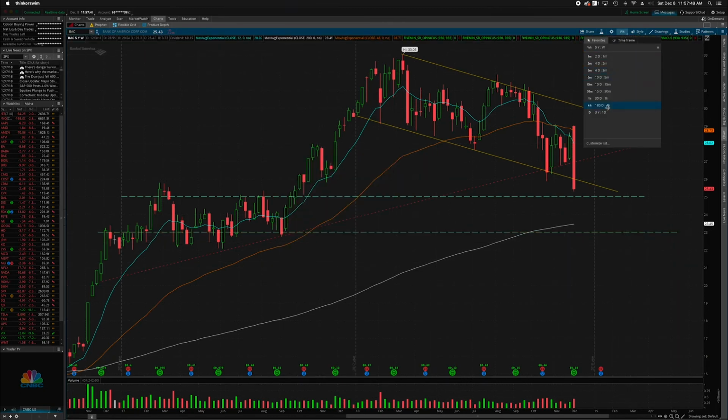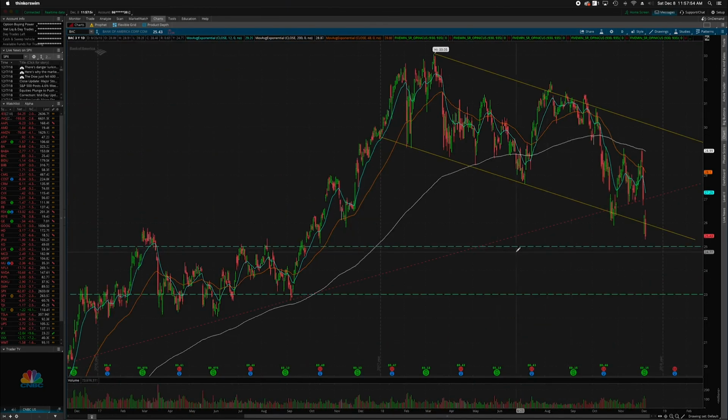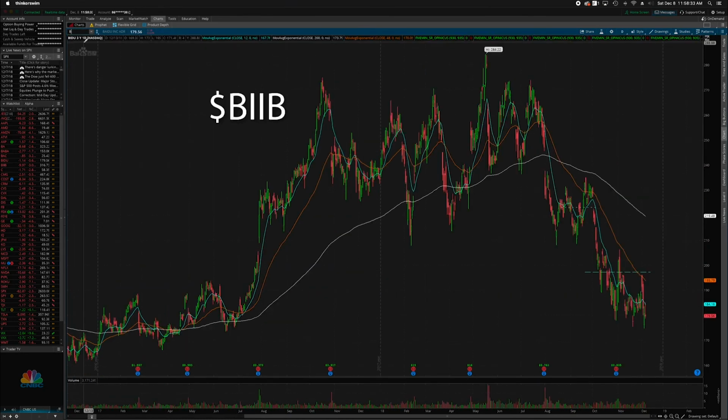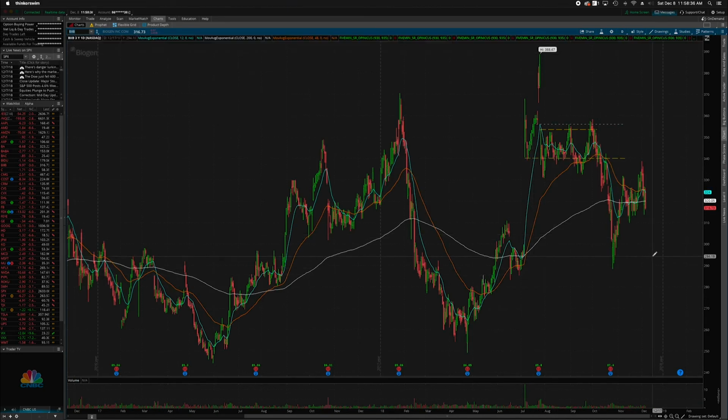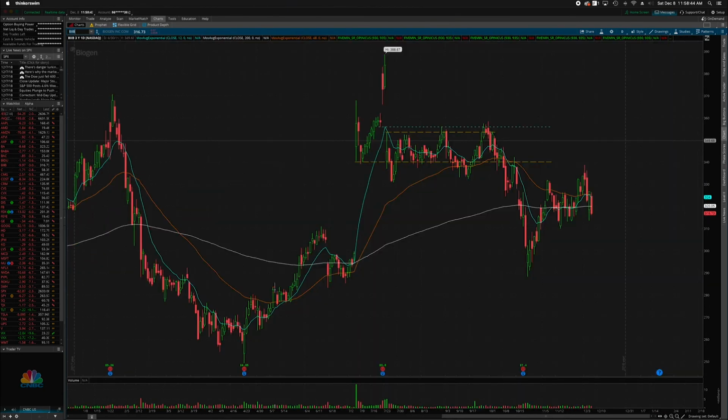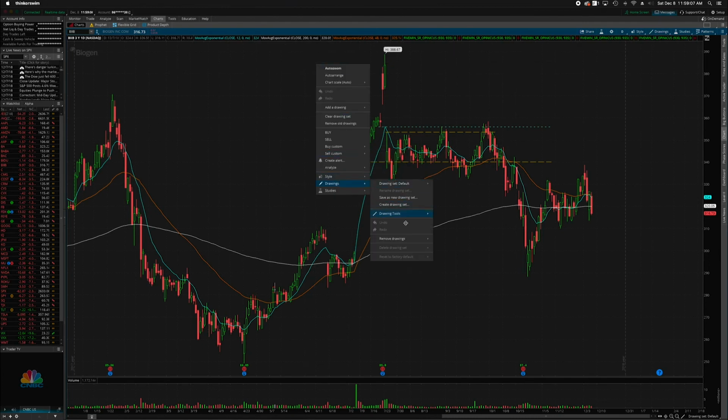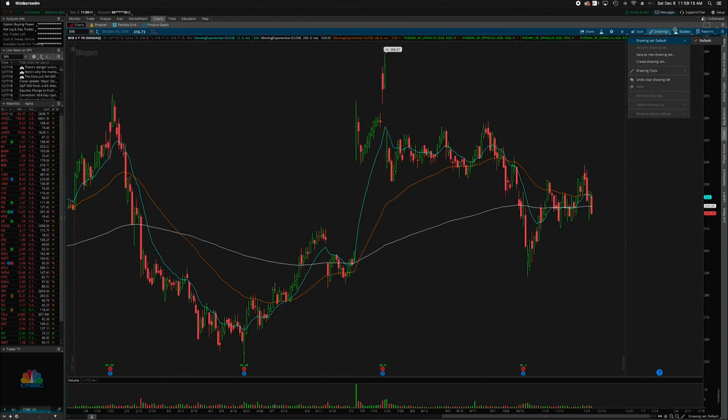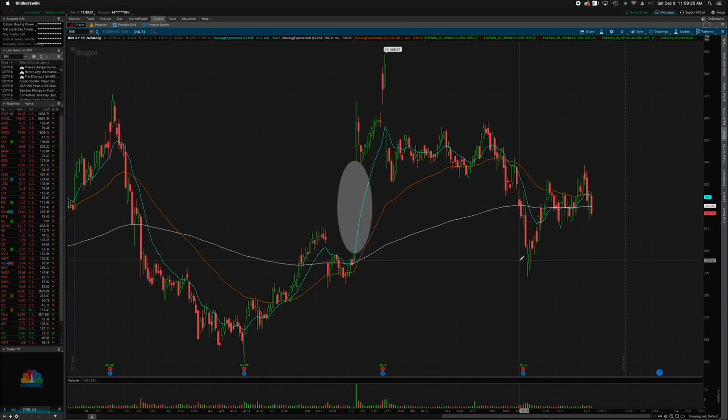Going back to the daily. Yeah, so this gives us a kind of more clear picture of what's happening. Good risk reward levels to play off of with your trades. BIIB, Biogen. Okay, there's a gap there, it was already filled. And we found support down here off of 290. Let's take a look at the weekly.